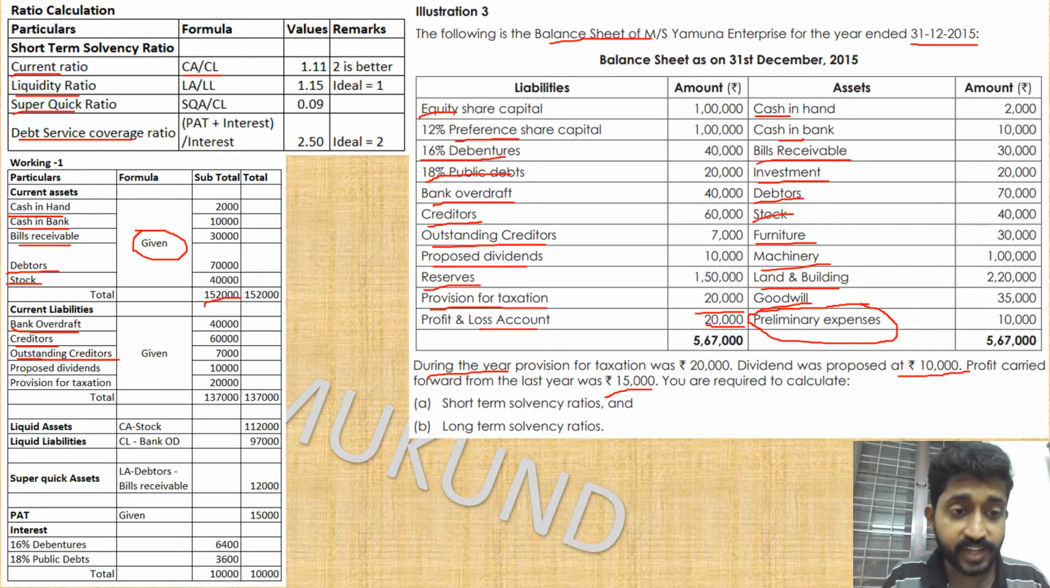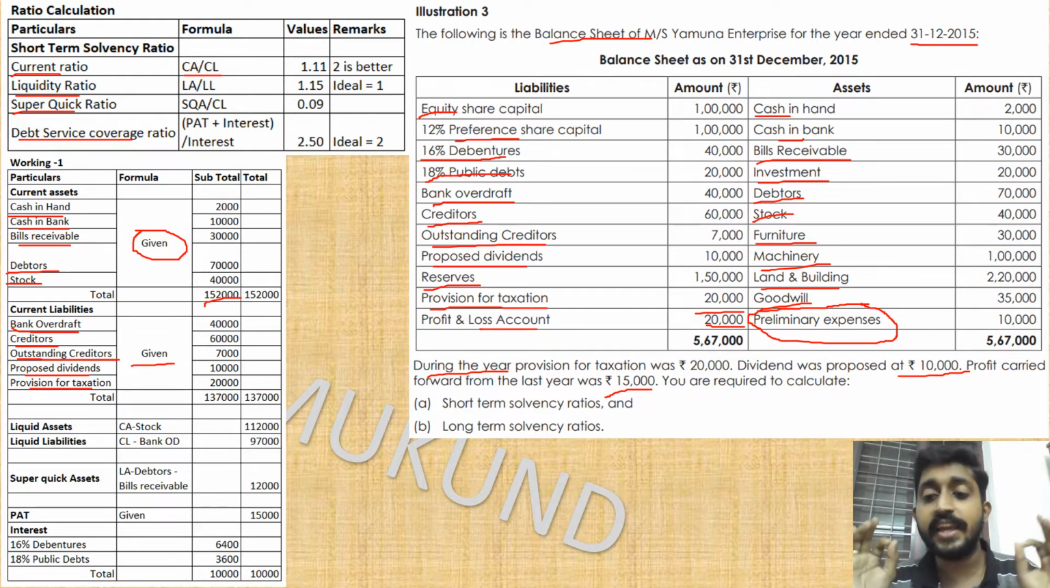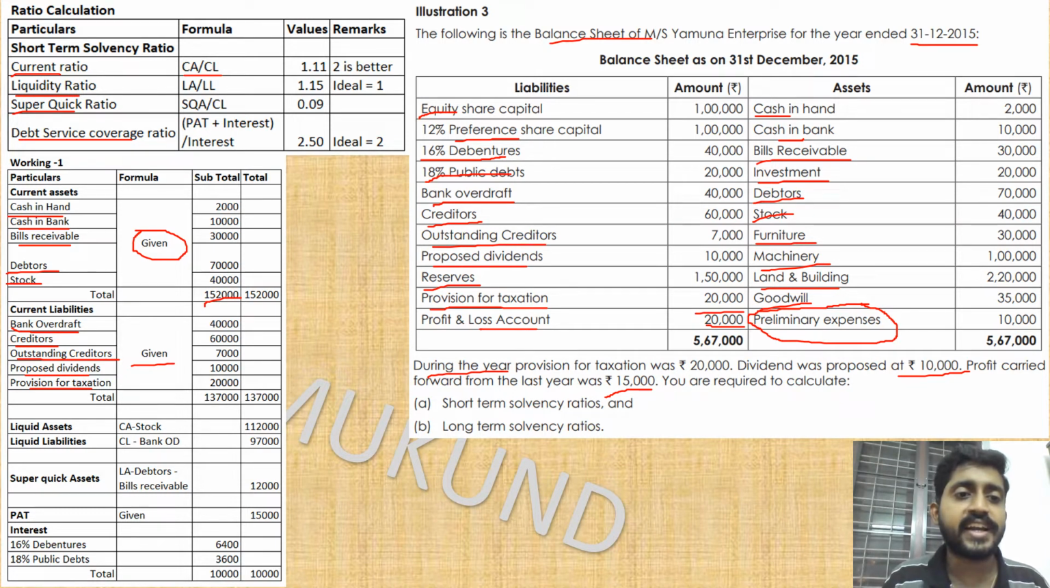Next, proposed dividend. Yes, this year you have to pay it. Provision for taxation is also for during the year. It is given in the question. We have to pay it at the end of the statutory audit. So all these values are given. You can find the current asset very easily, current liability very easily, but you have to be very careful while calculating current liability. Bank overdraft is a current liability. Outstanding creditor is a current liability. Please keep these two things in mind, so you can find the current ratio perfectly. There is no doubt in this.